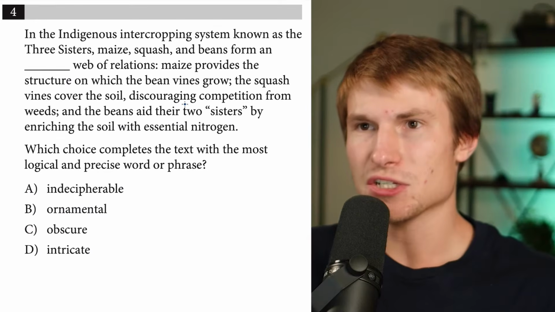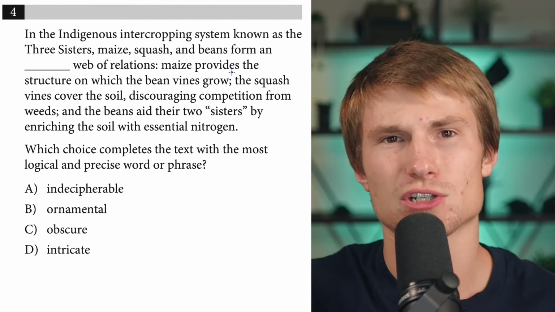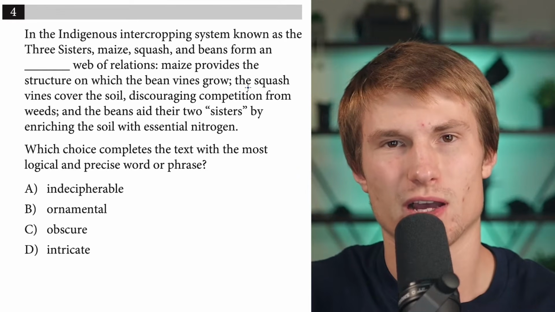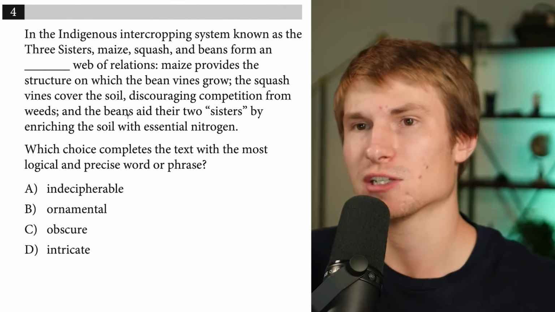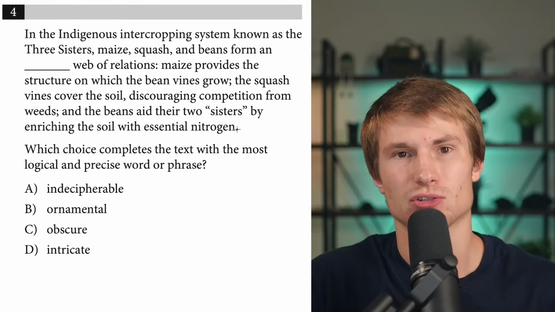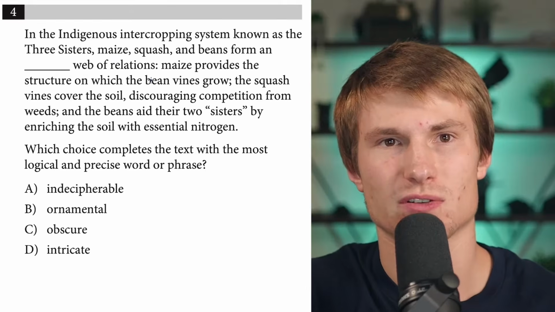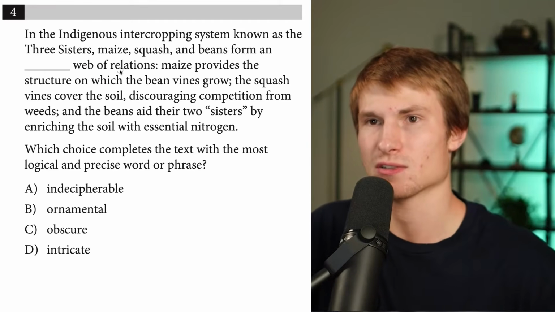In the indigenous intercropping system known as the Three Sisters, maize, squash, and beans form a blank web of relations. Maize provides the structure on which the bean vines grow. The squash vines cover the soil, discouraging competition from weeds, and the beans aid their two sisters by enriching the soil with essential nitrogen. All right, so in this case, we have some sort of beneficial relationship between the three where they're sort of interwoven, obviously, since we have a web of relations.